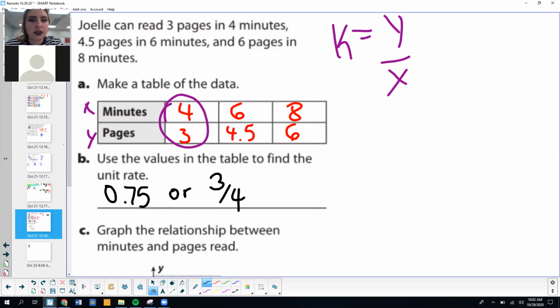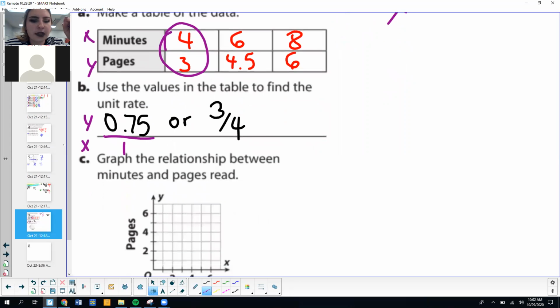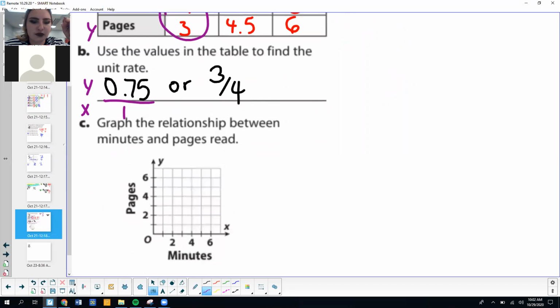And I actually like, I'm sorry, I hope I'm not pronouncing it wrong, Jimir, I really like your answer because 0.75 represents, remember, we're still doing Y over X. So 0.75 over 1 represents how many pages they read in 1 minute. So this means she can read 3/4 of 1 page in 1 minute. So I think that's a little bit easier for us to understand than 3/4. So I like the 0.75. Good. All right. Graph the relationship between minutes and pages read.